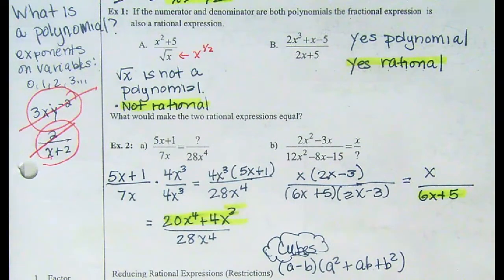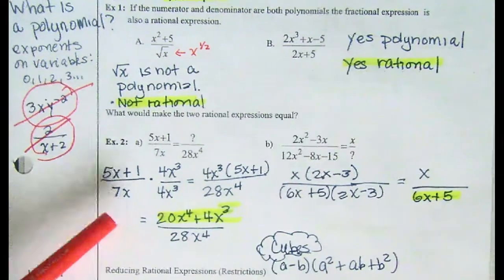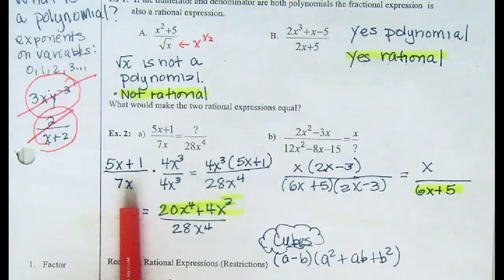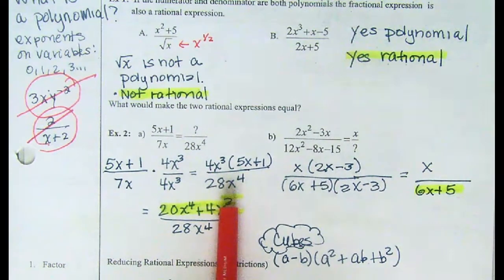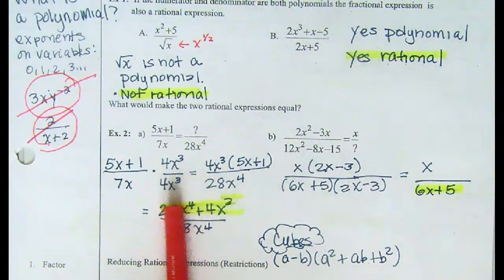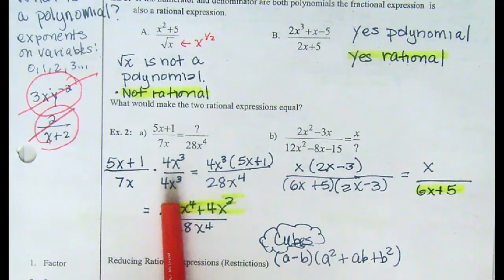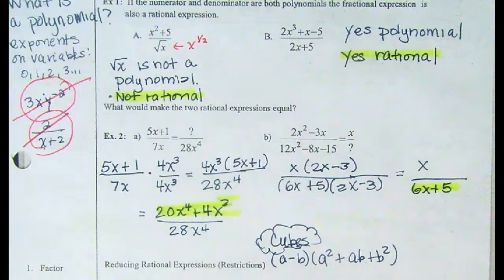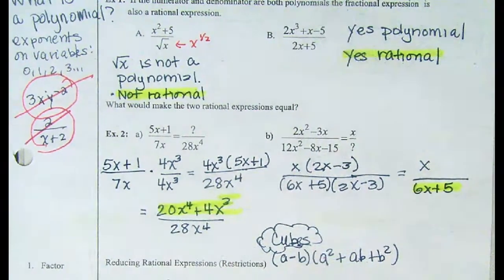So looking at the denominator first, you see this is 7x, and you need to figure out how do I change that 7x into a 28x to the 4th? Well, I would have to multiply it by 4x cubed. So then you're going to multiply the numerator by 4x cubed, and in place of the question mark is 4x cubed times 5x plus 1. And that's going to be the fraction that would be equal.